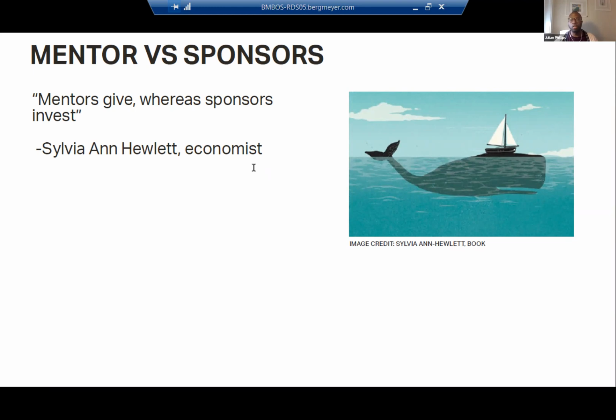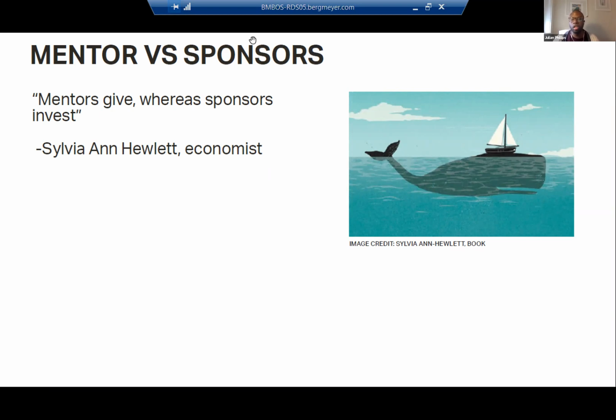A lot of the information that I found, and a lot of the information in the AIA guide, was a combination of a woman's work named Sylvia Ann Hewlett. She's an economist out of Cambridge, and I wanted to talk about what she says: mentors give, whereas sponsors invest.